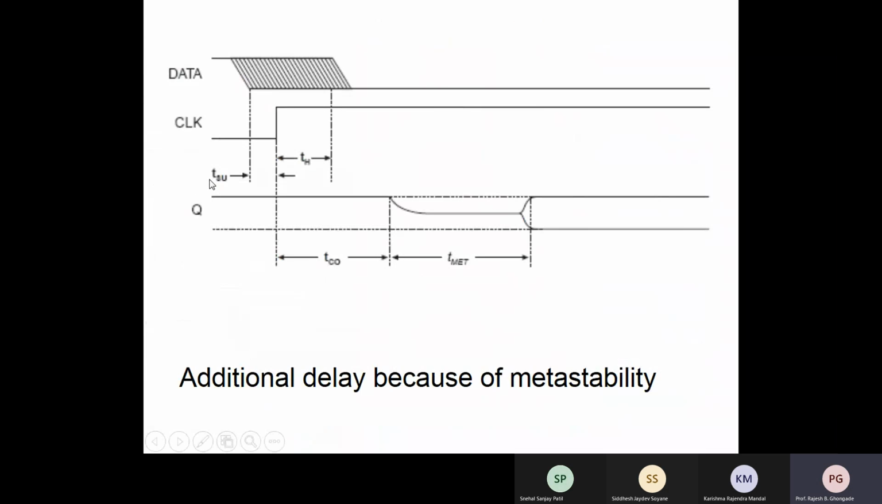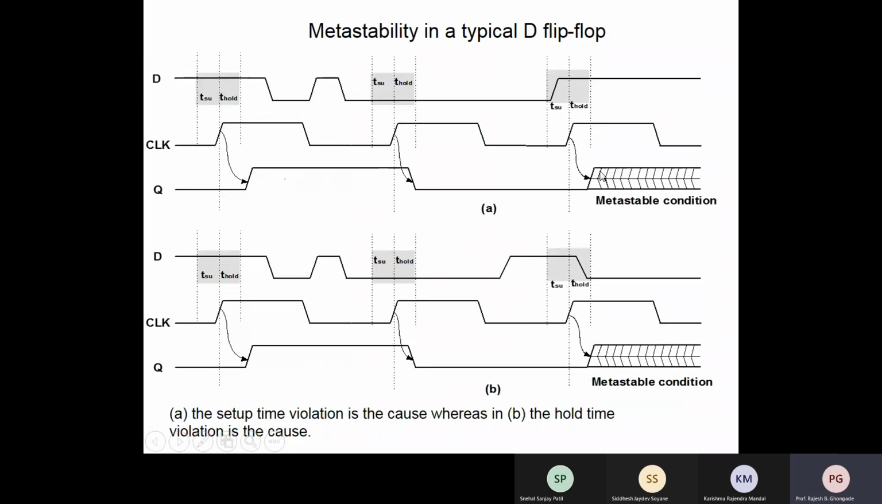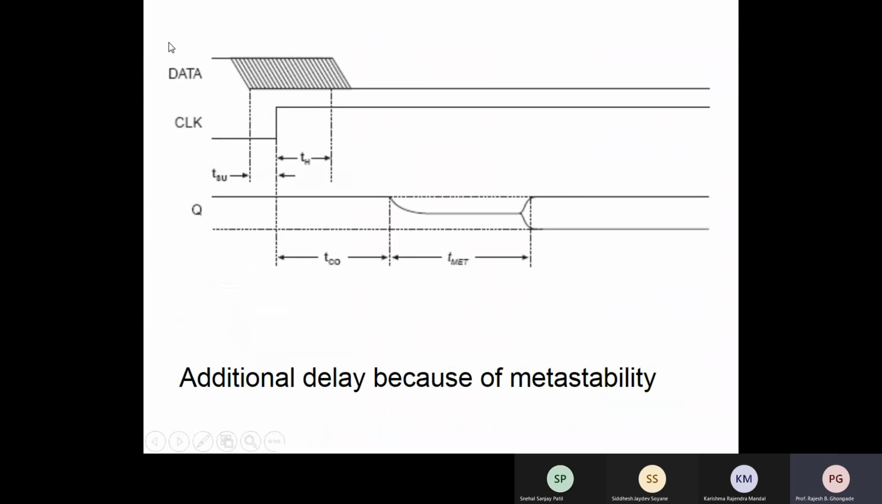All right, and then you'll see that it has gone into metastability, but then, as I said, it will settle down into any one of the stable states because of the electrical noise. The amount of time that it requires to settle down is basically the additional delay that we have. So you can see that output Q is going into a metastable state, and then it will settle down into any one of the states, this state or this state. This particular time is an additional delay, and that is there because of the metastability.